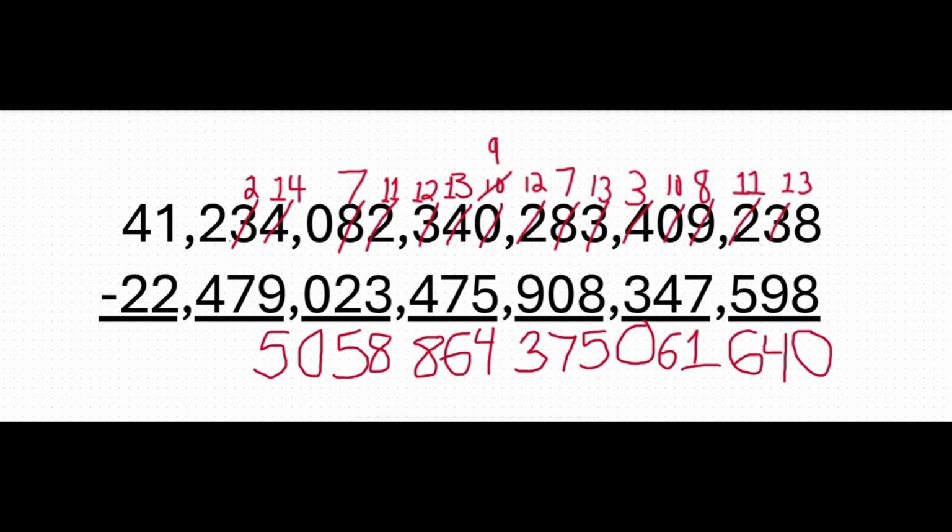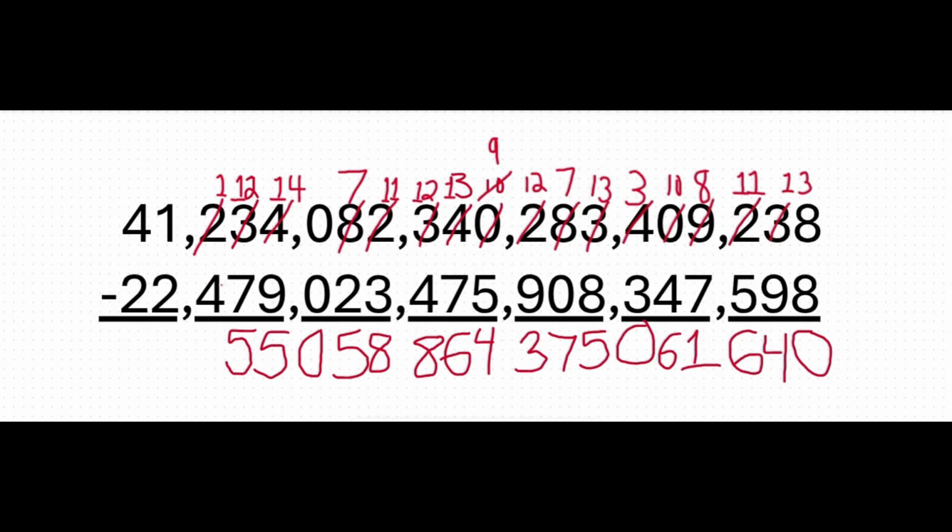So we're going to regroup from this 2. It becomes a 1. And this 2 becomes a 12. What is 12 minus 7, class? Very good. 12 minus 7 is going to be a 5. Now let's move on to the next column. We have 1 minus 4. Now be very careful, class. This does not say 4 minus 1. This says 1 minus 4.